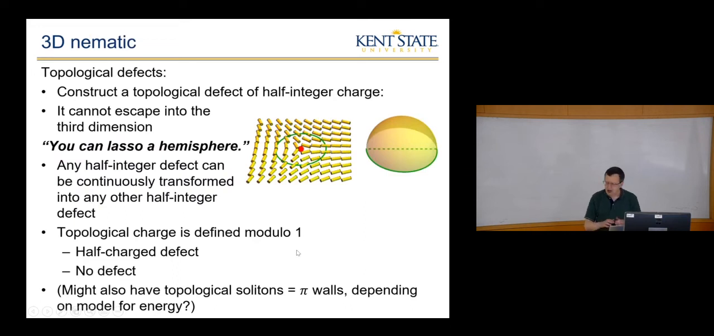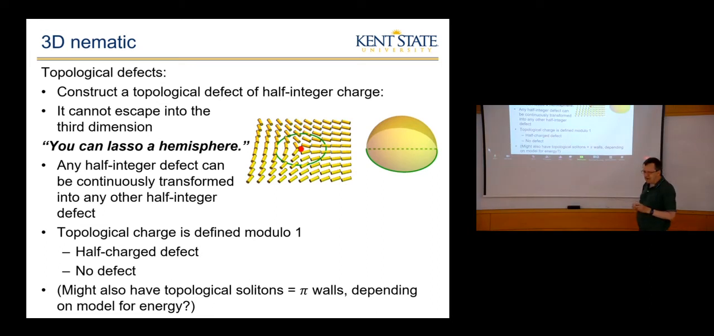What about a 3D nematic? This is kind of different, okay? For a 3D nematic, suppose you want to construct a topological defect with a half integer charge, okay? So when all the directors are lying down, it looks kind of like this, right? This is what I showed you before as a minus half defect. Let's see what that maps onto for the order parameter space.